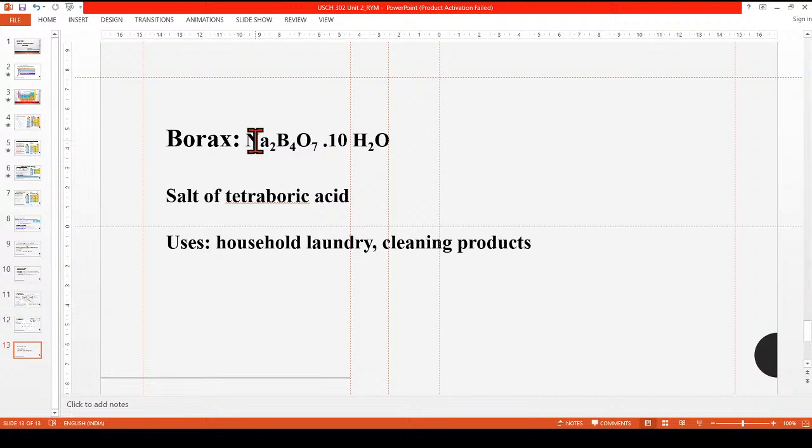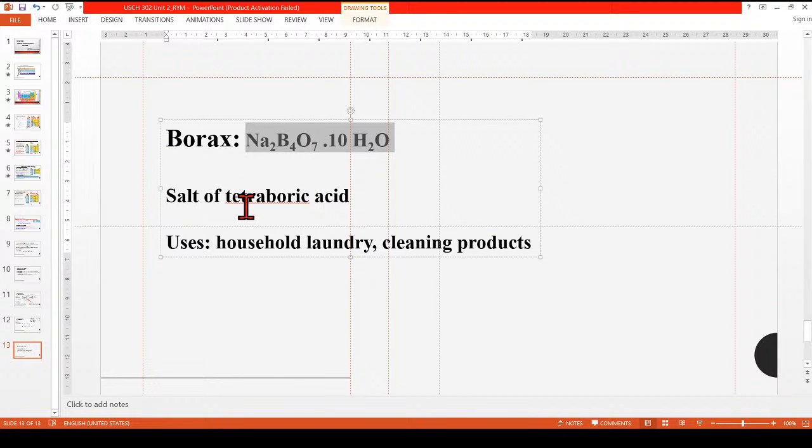Yes. Then borax formula and uses. Now preparation reactions are there but we are not going to cover those. So is there any doubt in this unit?